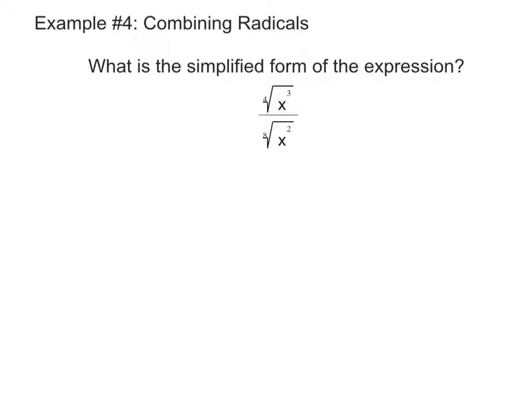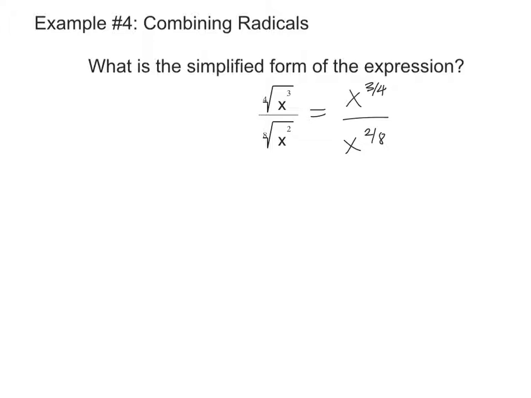All right, so example 4 says, what is the simplified form of the expression? So we have the 4th root of x cubed divided by the 8th root of x squared. The first thing we want to do is notice these cannot be simplified as is in radical form because they do not have the same root. So we need to change them to exponential form. Remember, the power is the numerator and the root is the denominator. So this would be x to the 3/4 divided by x to the 2/8.